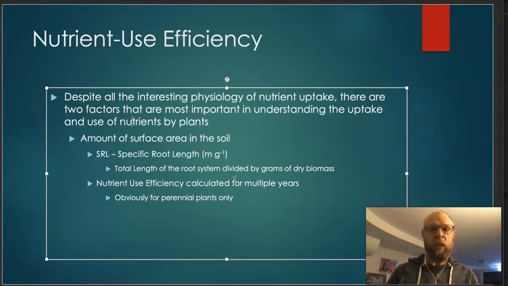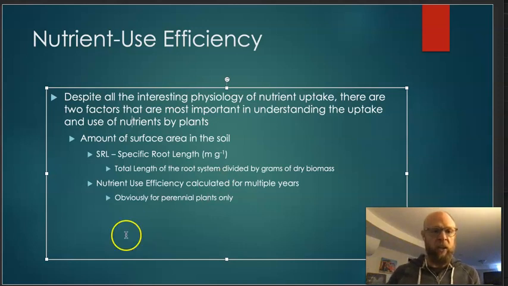Now, again, we're measuring just total root length. We're not actually measuring surface area, but measuring root length does a pretty good job of capturing surface area. It's not perfect, but for a trait to identify differences between species, it does a pretty good job. So that's one way of understanding how plants might use nutrients, and that's really thinking about fast nutrient uptake. The second one is the nutrient use efficiency, which again would be calculated over multiple years.